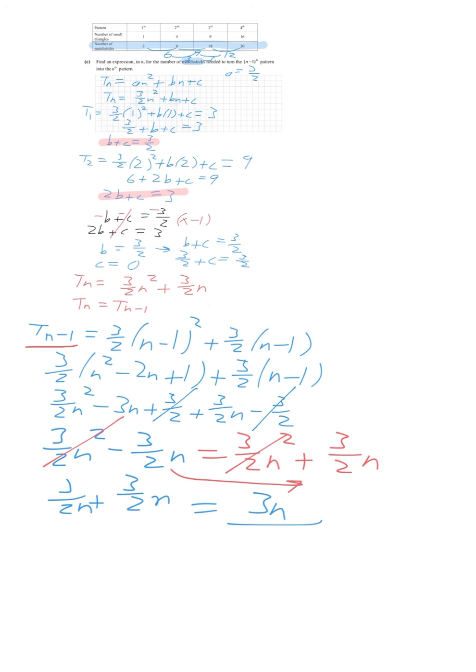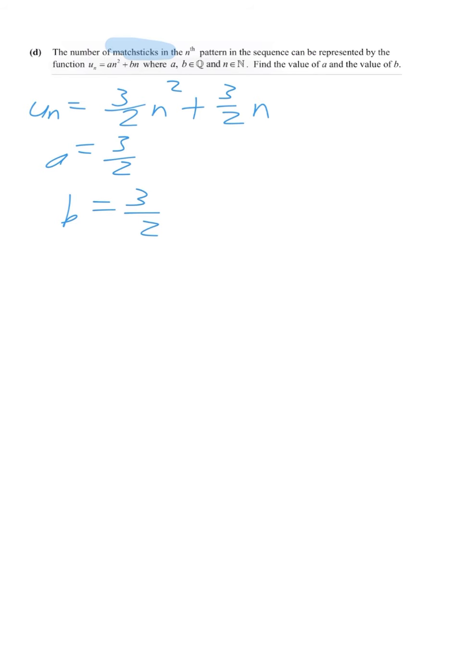Now for part D, going back to the previous part with the nth term, which is this one. You're told the number of matchsticks in the nth pattern in the sequence can be represented by the function un equals an squared plus bn. So we actually have that done already, because it's for matchsticks. So un is equal to 3 over 2 n squared plus 3 over 2n, with a equal to 3 over 2 and b also equal to 3 over 2. Okay, that's that part done.